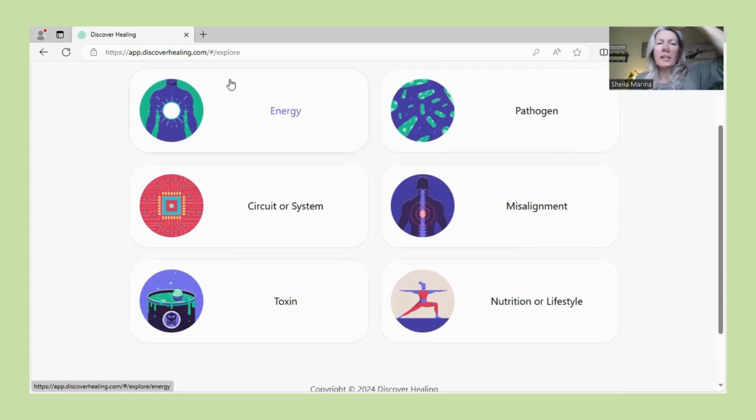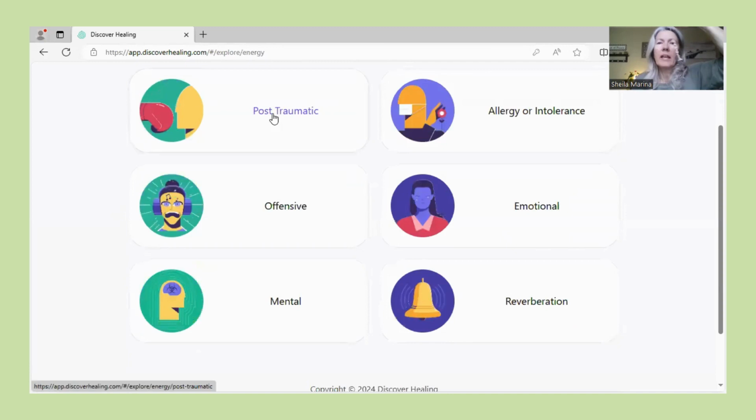And is this on the left side of the chart? Is this in the energy section? Yes, in the energy section. Is this on the left side of the chart? No. On the right side of the chart, is it an allergy or intolerance? No. Is it emotional? No. Is it a reverberation? Yes, it's a reverberation.